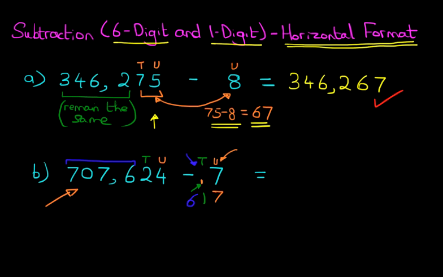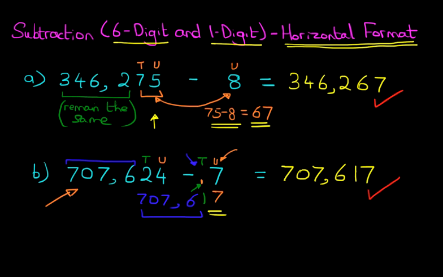So let's follow this through. We've got 707,617. So these 4 digits haven't changed. So let's write this down. 707,617. Now this looks a little bit confusing, this method.